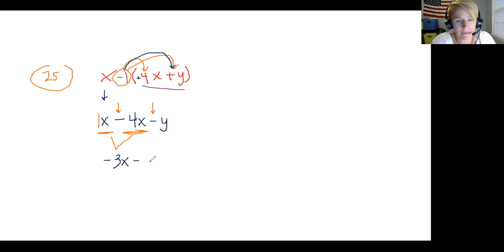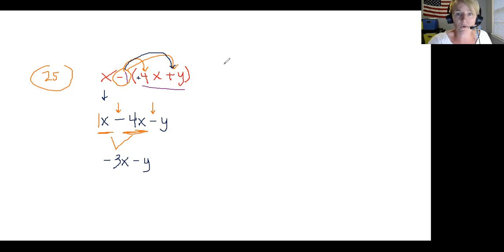Now I'm just going to copy down my subtraction sign and my y. I'm going to work left to right, but x and y are different. They're not like terms, so I'm really stuck. I can't really do anything else with it. This is just where my problem simplifies to, and I'm finished with number 25.